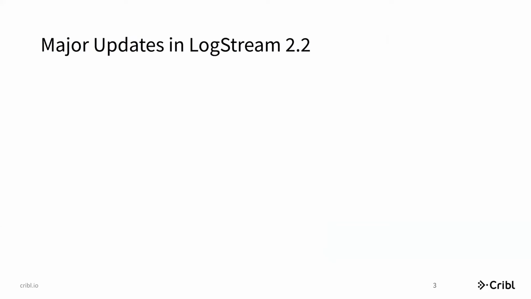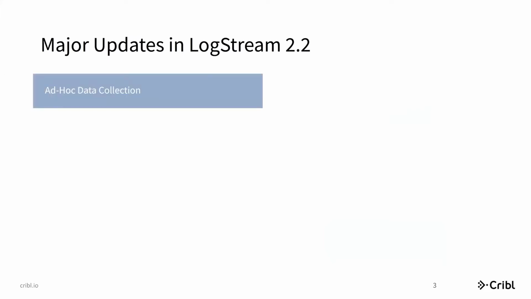So to talk a little bit more about 2.2 specifically, we're going to focus a lot on data collection during this webinar, but we've added a ton of functionality into 2.2, some of which I'll be demoing after the presentation content. To start with, ad-hoc data collection, which is what we're going to be talking about. In 2.2, a user can come in and run a job to suck a bunch of data back in and replay it to the destination. We'll be talking about that in detail.